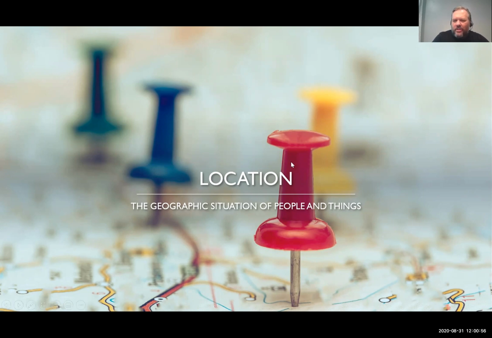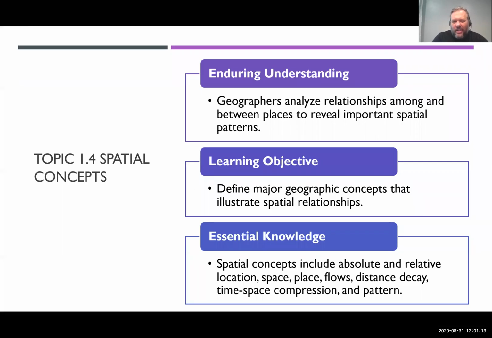We're going to start today talking about location, and that's unit 1.4. Then we'll go to human environment interaction, which is 1.5. This is a little more definition heavy than the last little bit, but let's get started. Here's the content we're going to be looking at.